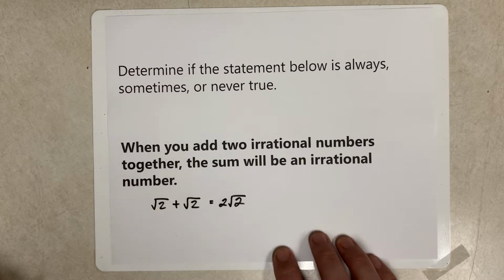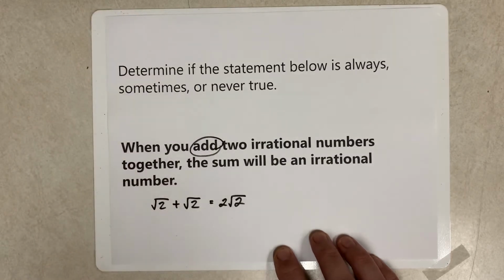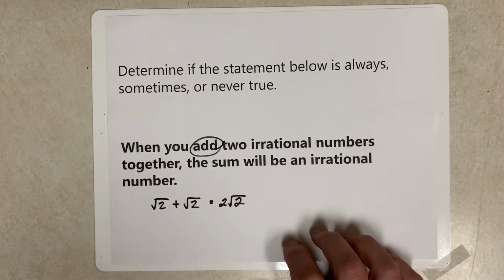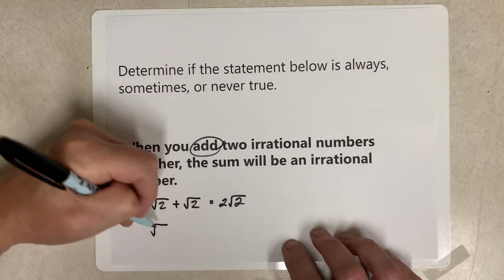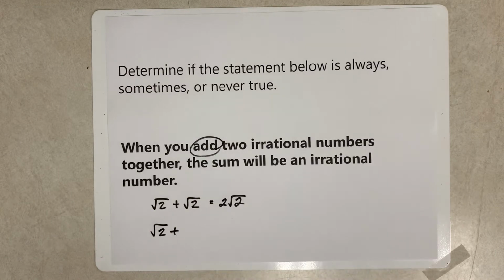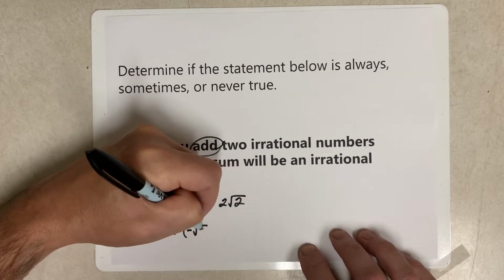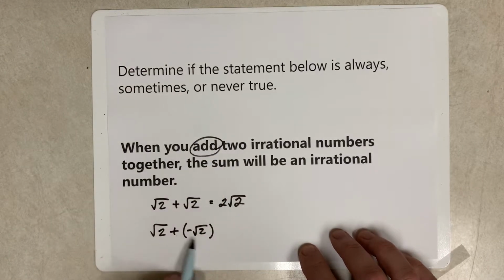What if you take those two and it is addition, isn't it? When you add, okay, so we do have to add, so I can't subtract. What if I do this? What if I take the square root of 2 and add to it negative square root of 2? Is that irrational? I think it is. Negative square root of 2, that's still irrational, isn't it? It would just be the negative of this, but it's still irrational.